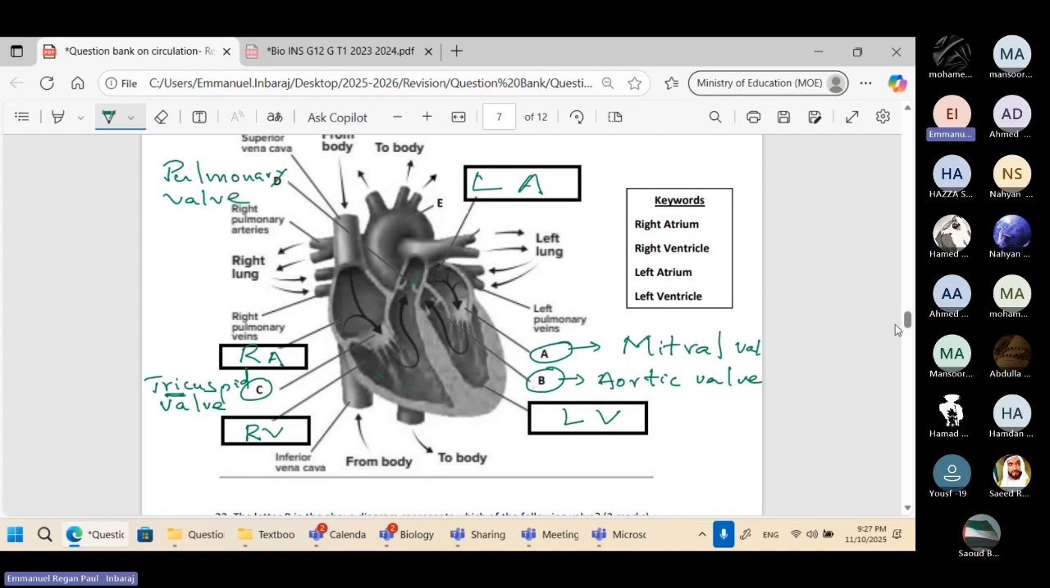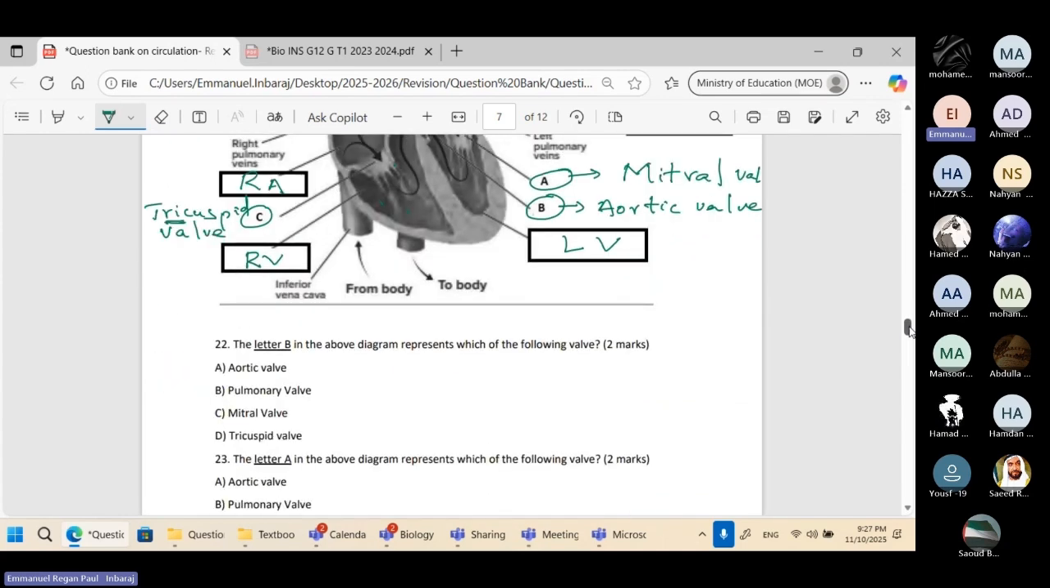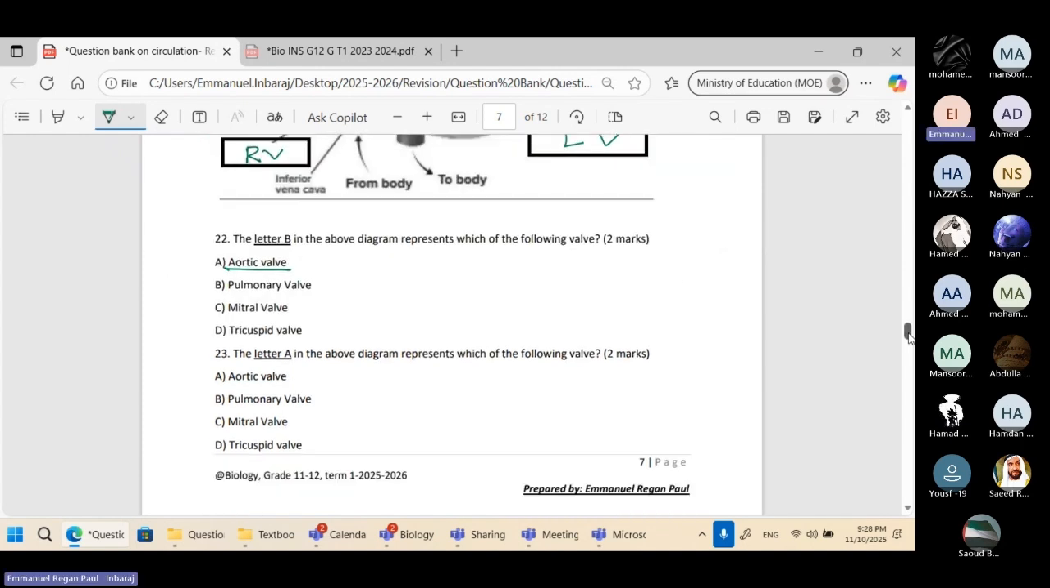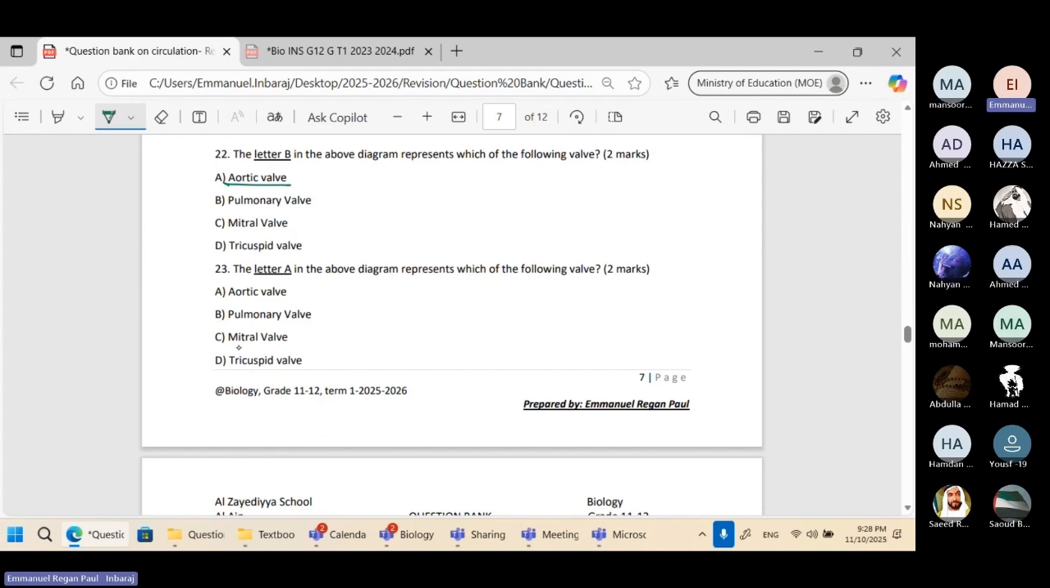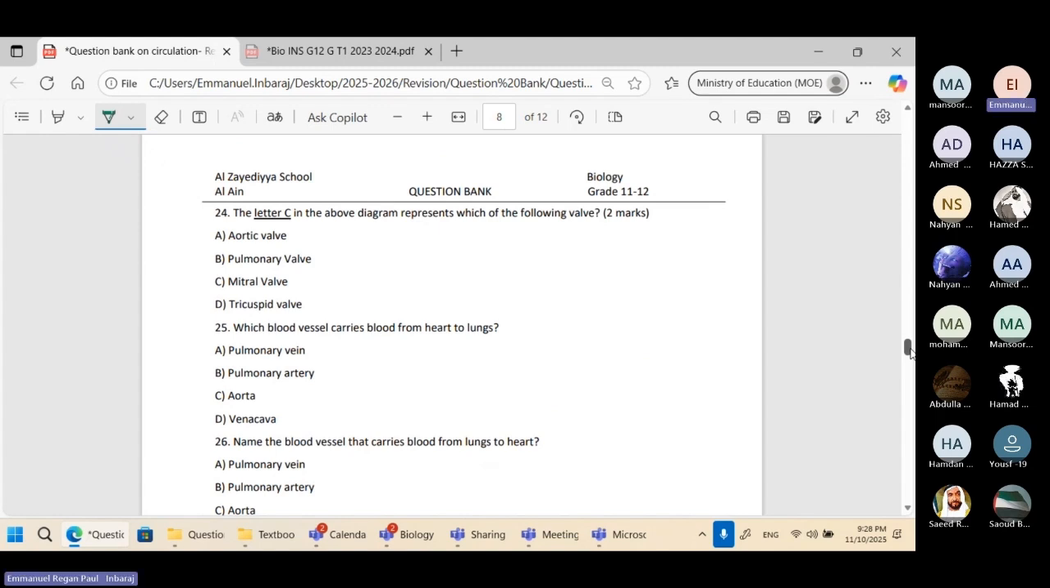If you know this, colors. Heart is finished now. You know all the structure. Okay, what does letter B in the diagram say? Aortic valve. What does letter A represent? Mitral valve. Okay, you know this. So I need not do these questions. Let's go to the next one.